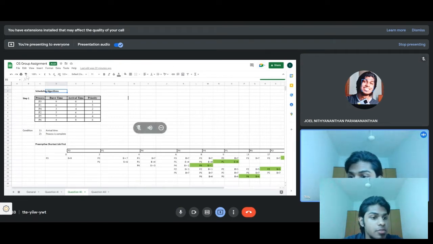Today, as for the operating system group assignment, me and my group have chosen topic 2, which will be scheduling algorithms. Without further ado, I'll present my part of the topic, which will be preemptive shortest job first. Our question is submitted in the report. Proceeding with my part of the presentation, this is the schedule for step 1.